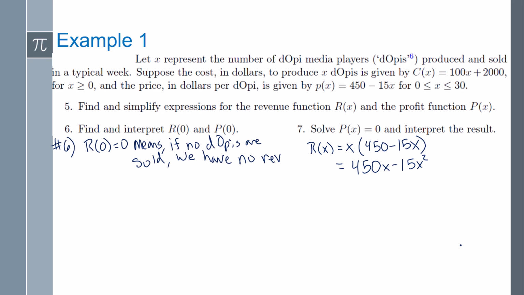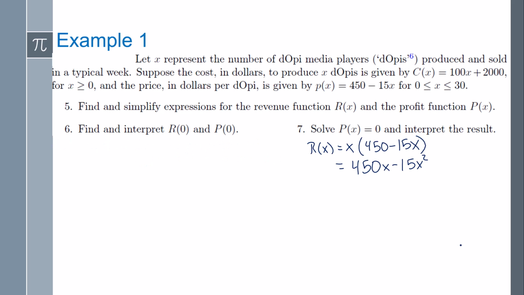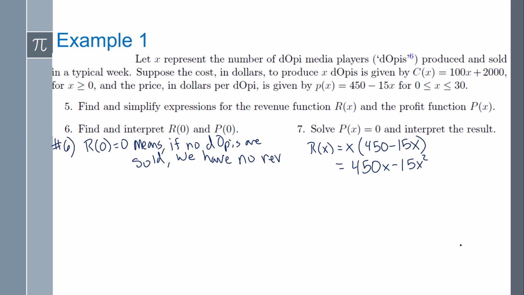So find and interpret R of 0. So if this is my revenue function, for my revenue to be 0, if I plugged in 0 to that, it means if no DOPs are sold, we have no revenue. So if you didn't sell any, we're not making anything.